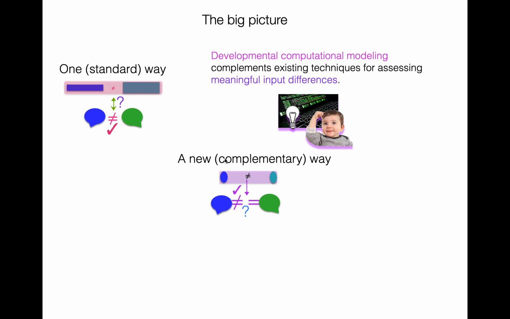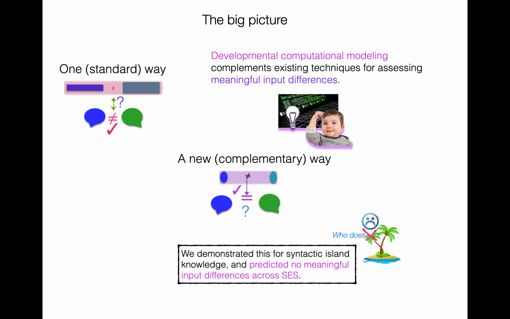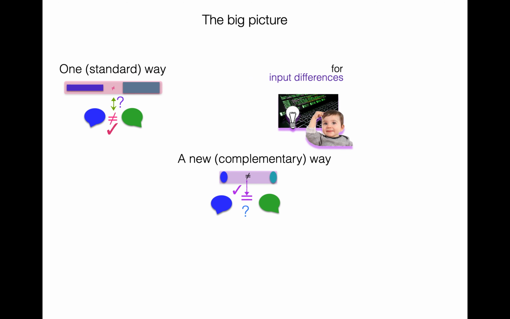And so the new complementary way that I talked about today was using developmental computational modeling. And again, this is complementing these existing techniques for assessing meaningful input differences, because you can measure an input difference and use your developmental computational model to predict if it's meaningful and know why it's meaningful, if it is or isn't, right? And so we found that for syntactic island knowledge, we predicted no meaningful input differences across SES, right, on the basis of the input distributions.